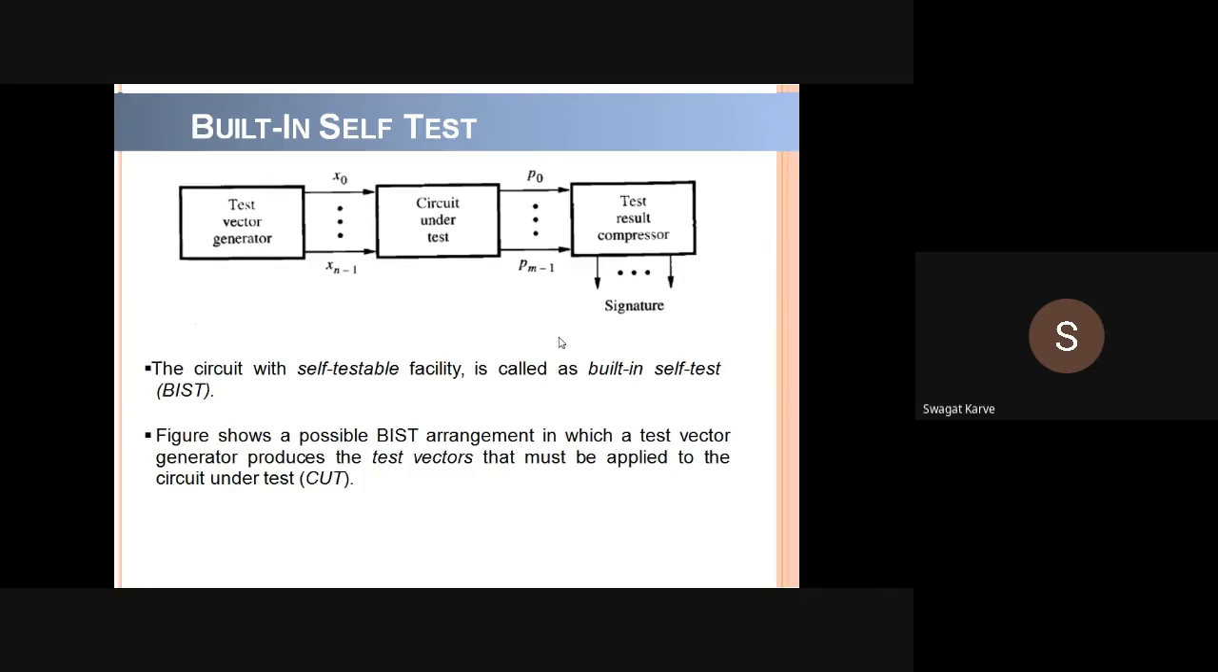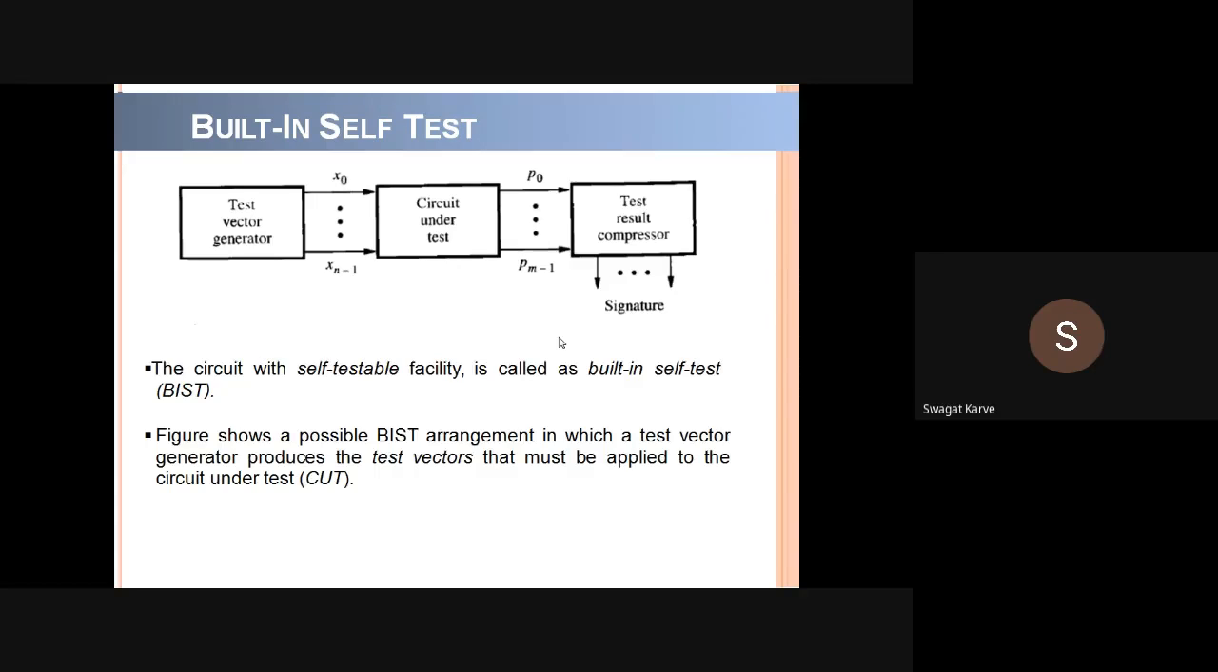All of you know that the complexity of individual VLSI circuits increases day by day, because we are going towards nanotechnology, towards ASICs and all those things. So obviously the complexity of the circuits increases, and obviously test generation and application become expensive. If you are increasing the complexity, the complexity of testing also increases automatically.